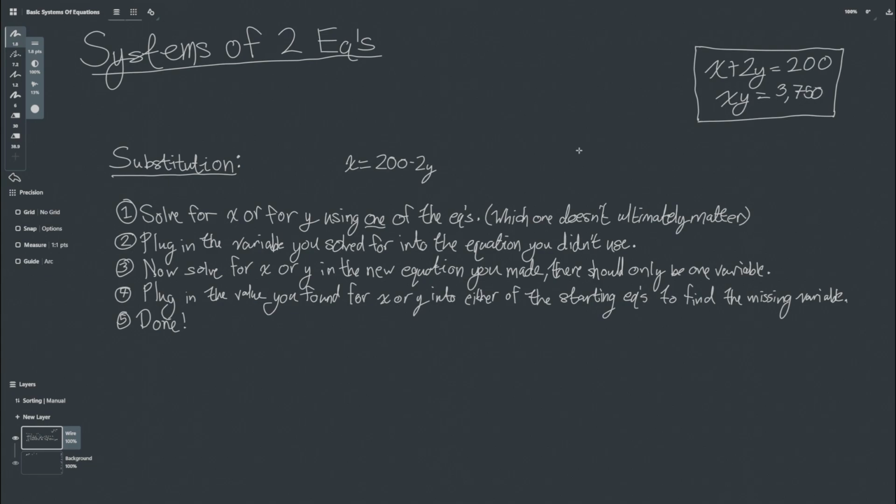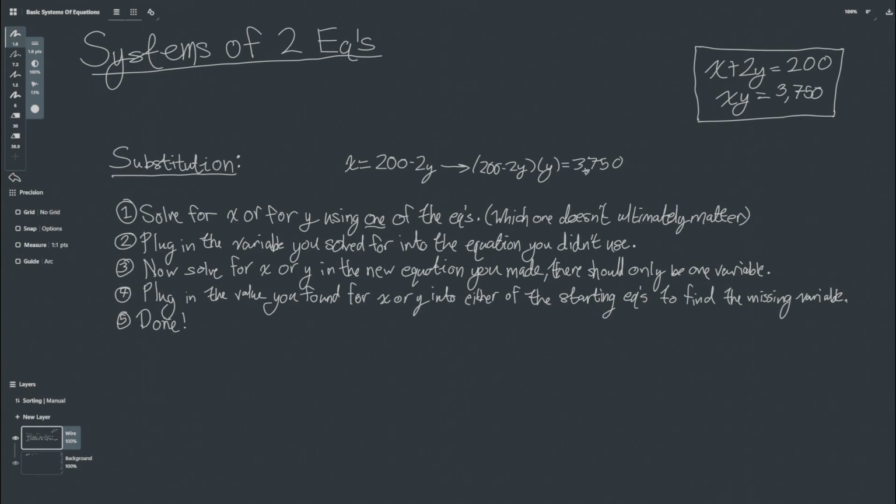into the equation we didn't use, which is x times y equals 3750. So if x equals 200 minus 2y and x times y equals this value, then 200 minus 2y times y must equal 3750. And that's because here for x, I just plugged in what we got from the other equation. Now our third step is we can solve for x or y in the new equation we made, and there should only be one variable.